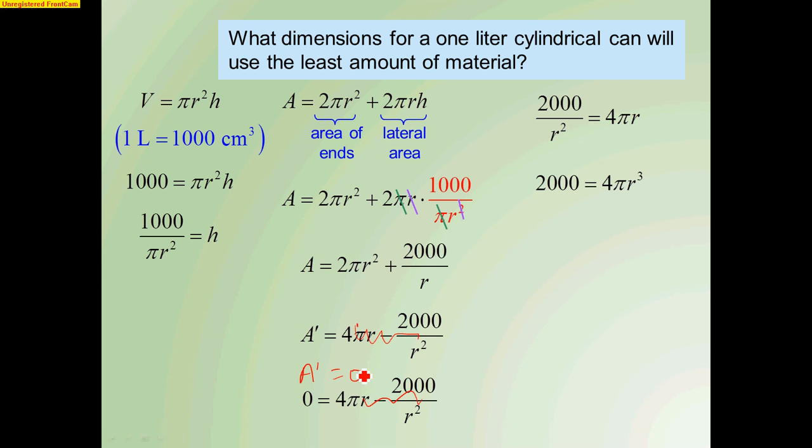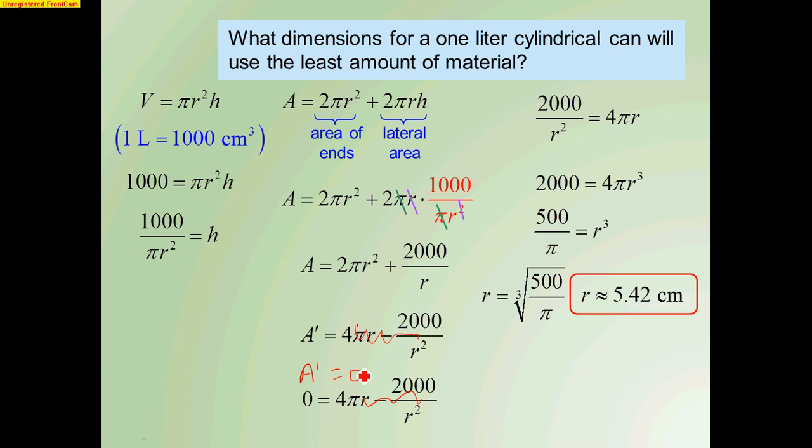Now I'm going to go through the algebra so you can see how I found r, but it is not a nice number. So I would certainly use a calculator and get an approximation. I would also store this value in alpha r, because 5.42 is an approximation.